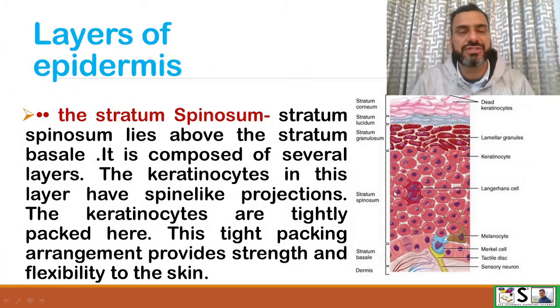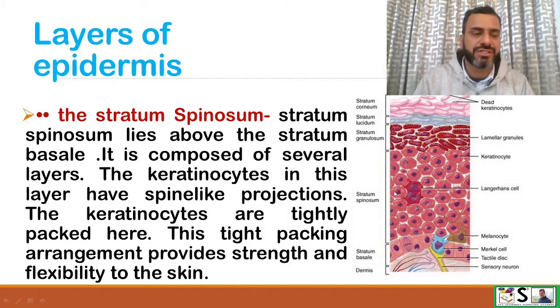Second layer is stratum spinosum. Stratum spinosum lies above the stratum basale. So this is the basale and this is stratum spinosum. This layer is composed of several layers. The keratinocytes in this layer have spine-like projections. That's why we call it spinosum layer.